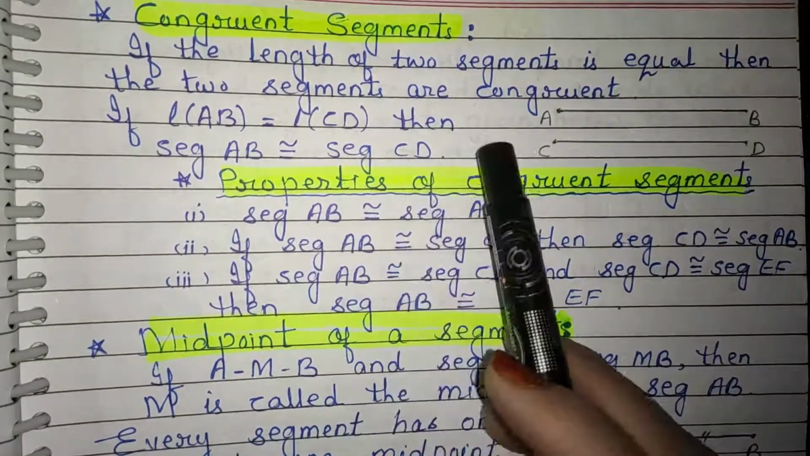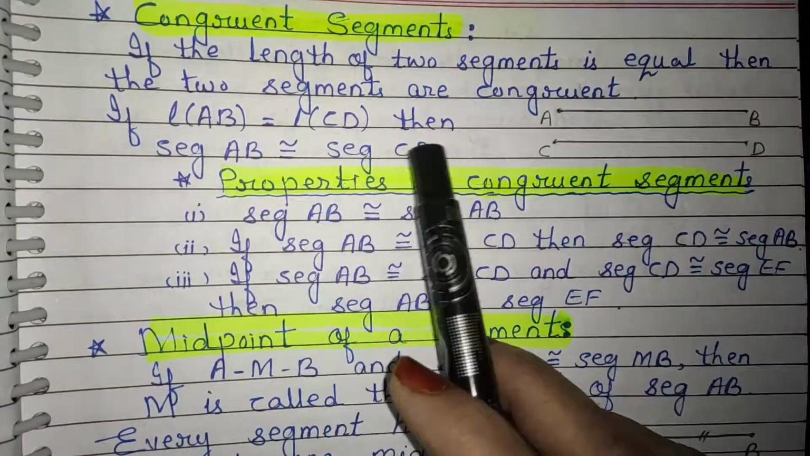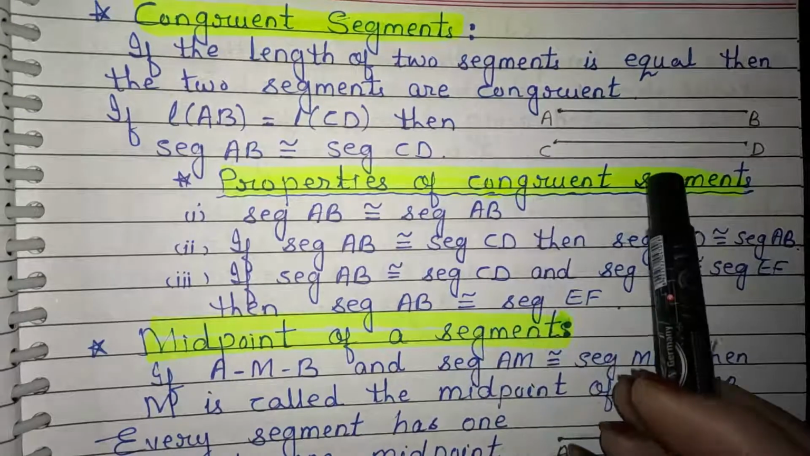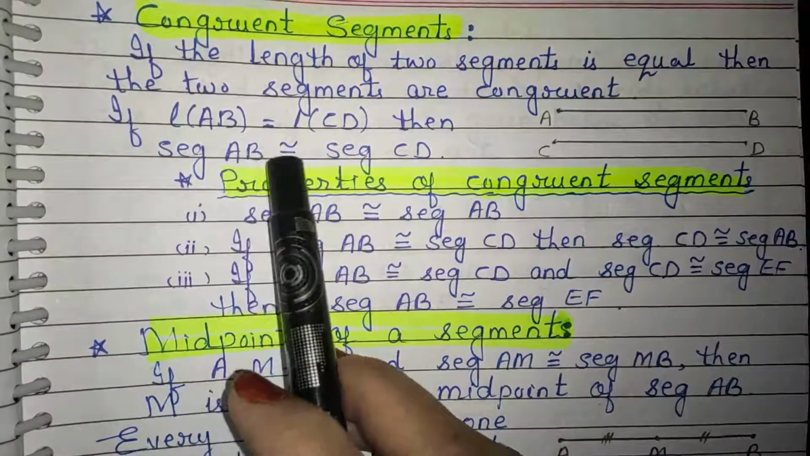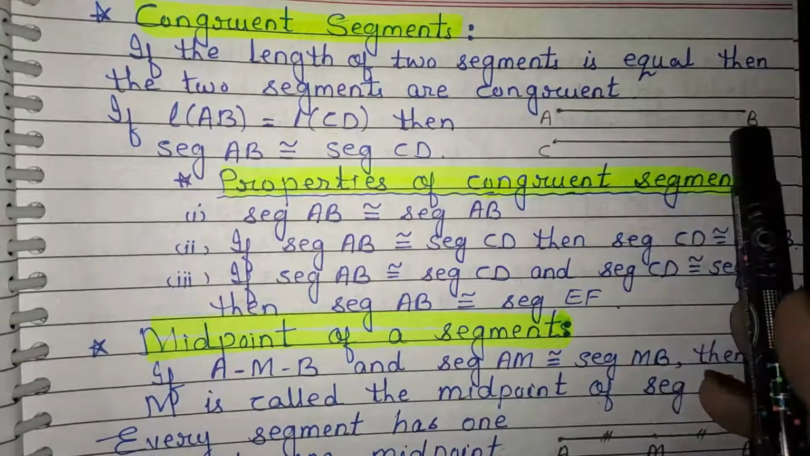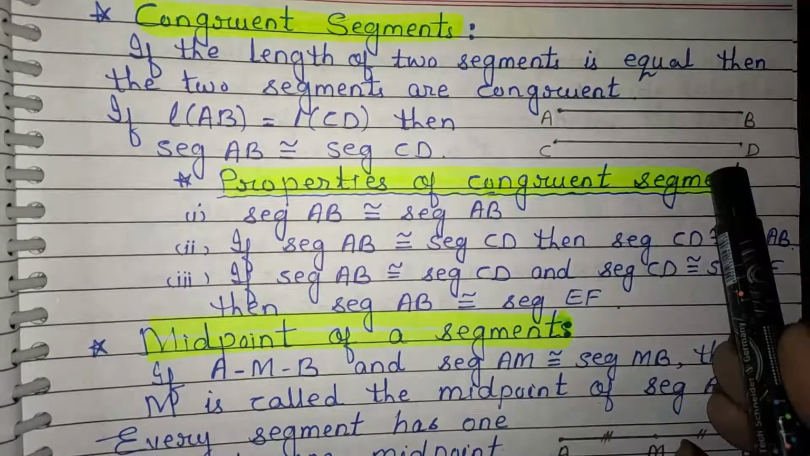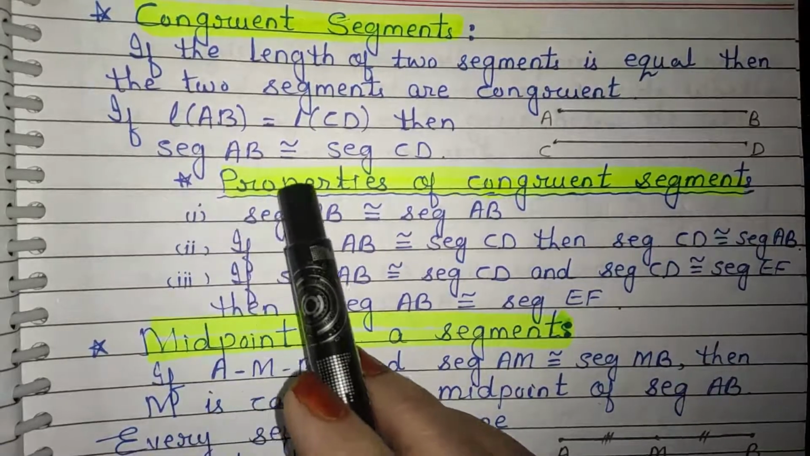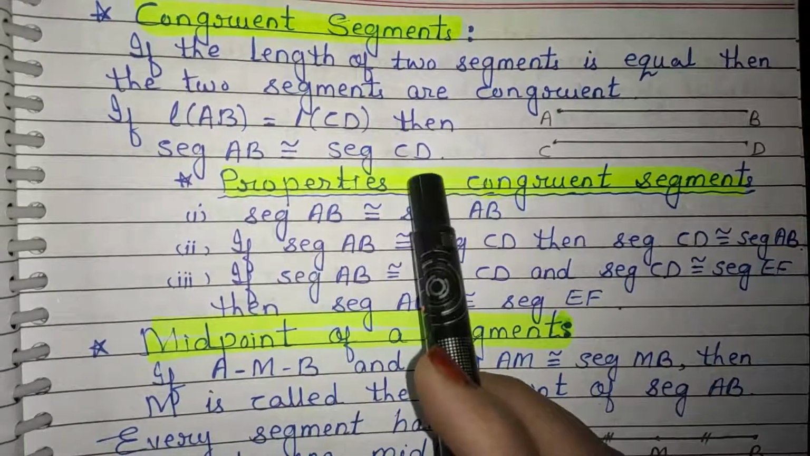Now the next topic is congruent segments. If the length of two segments is equal, then the two segments are congruent. Now look here. If length AB is equal to length CD, length AB and length CD both are equal, then segment AB is congruent to segment CD.